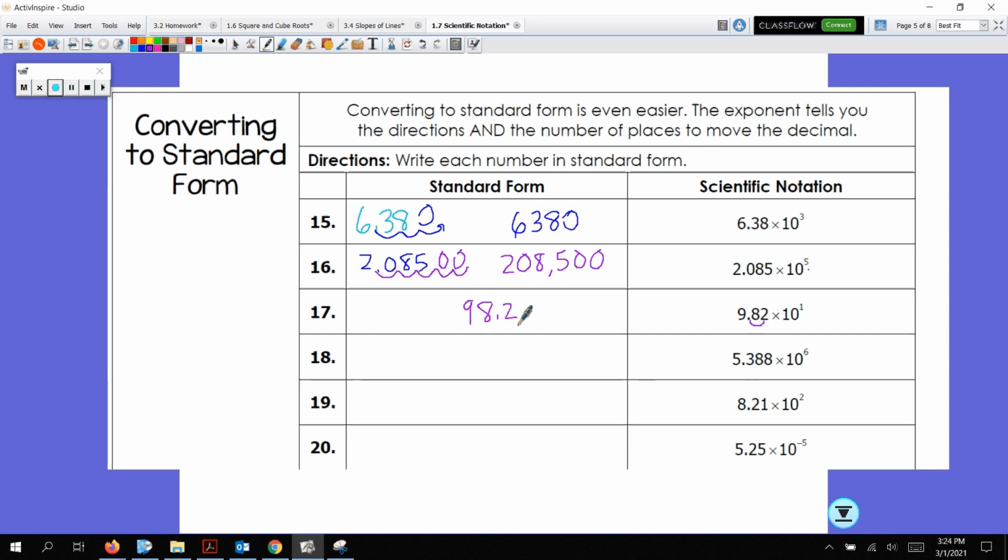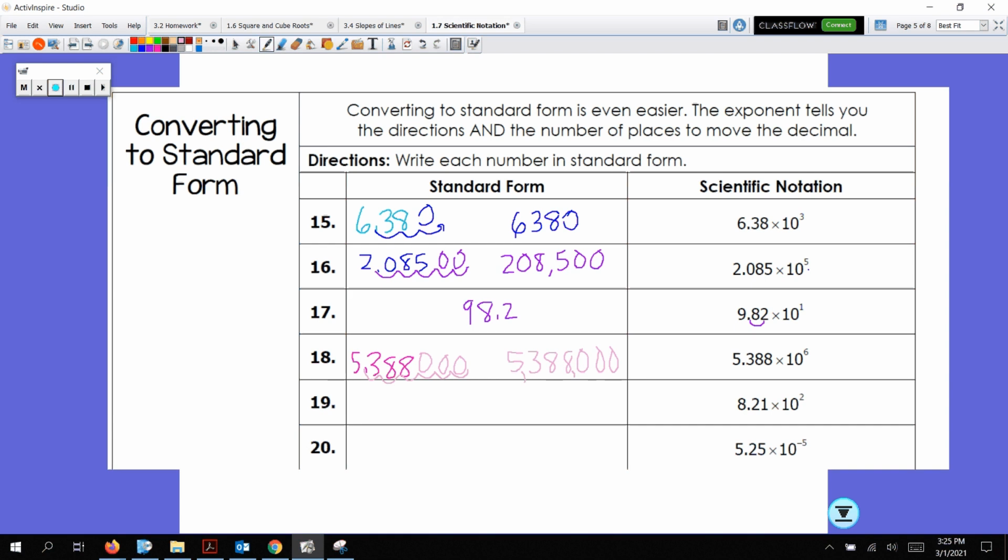All right, number 18, I'm going to have to write this out. So I got 5.388, and we need to move it 6 places. 1, 2, 3, 4, 5, 6. So we're going to drop in 3 zeros now in this missing spot, and our number is 5,388,000. Don't forget all those zeros. And I'm just going to put my commas to mark that.